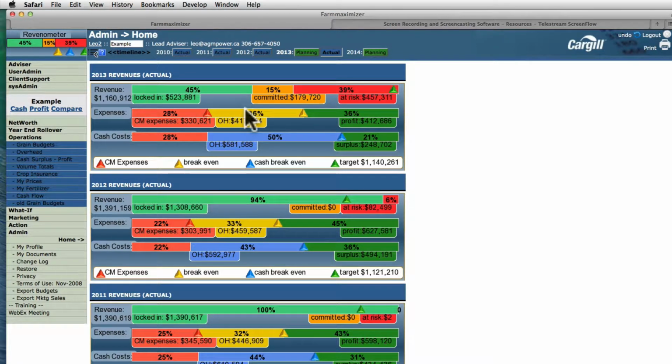Welcome to FarmMaximizer. I would like to give you a quick tour of how the program will benefit your operation. FarmMaximizer will help you make better decisions by providing you with the information you need to make them. Starting with the percent sold meter, or what we call the Revenometer.